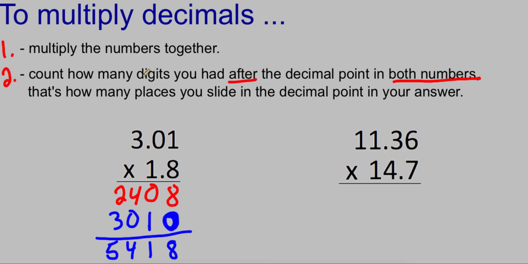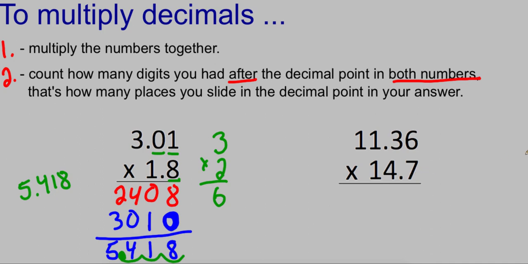And now we have to follow that second rule. You count up how many decimal places you had in your problem. In this case, I had 3. So I'm going to come over 1, 2, 3 decimal places from the right in my answer. And I get an answer of 5.418. And if you think about it, 3.01 is about 3, 1.8 is about 2. So we're kind of expecting an answer somewhere in the range of a 6. So 5.418 is pretty close.